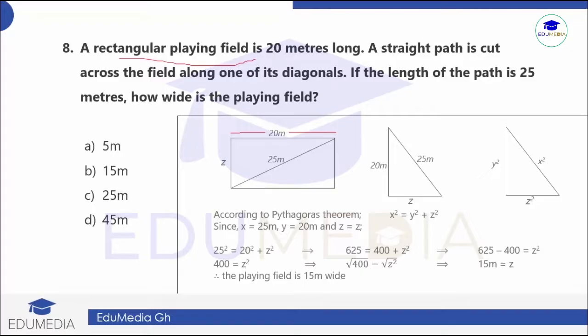Before we solve it, we have to understand that according to the Pythagoras theorem, s squared, this side squared, equals y squared, this side squared, plus z squared, which is this side squared. This is a theorem that is constant. We are not manufacturing it, but it is a theorem that is normally used.